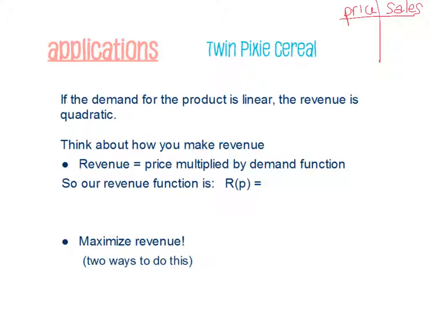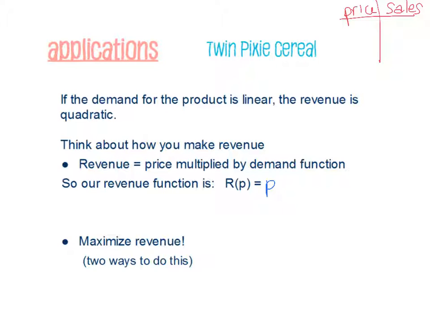Well, since we're talking quadratics today, let's talk revenue. You have to think about how you make money. How do you bring that money in? Well, you look at what you charge for something, the price of it, and you take it times however many of them you sell, and that's your demand function. We can write then our revenue function, R of P, revenue with respect to price, is going to equal the price times our demand function.